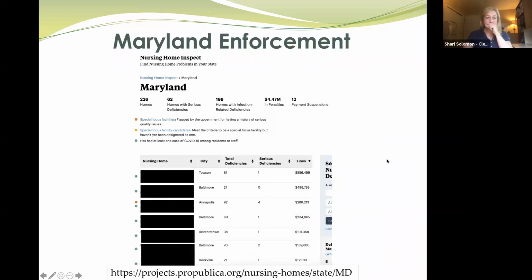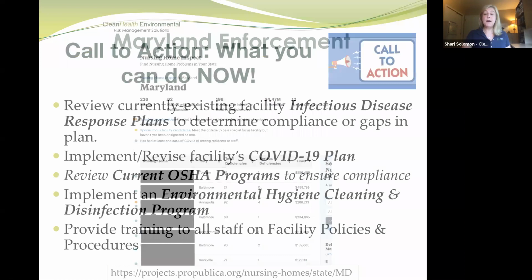And as far as enforcement, this is from the Nursing Home Inspect website, which I'm sure you're familiar with. They also have a number of enforcement actions surrounding infection-related deficiencies. Now, this is not just over the pandemic, this is actually over several years. I did sanitize the nursing homes there. I'm not going to call anybody out today, but there are significant monies and significant enforcement actions surrounding infection-related deficiencies in particular. So that's good to keep in mind.